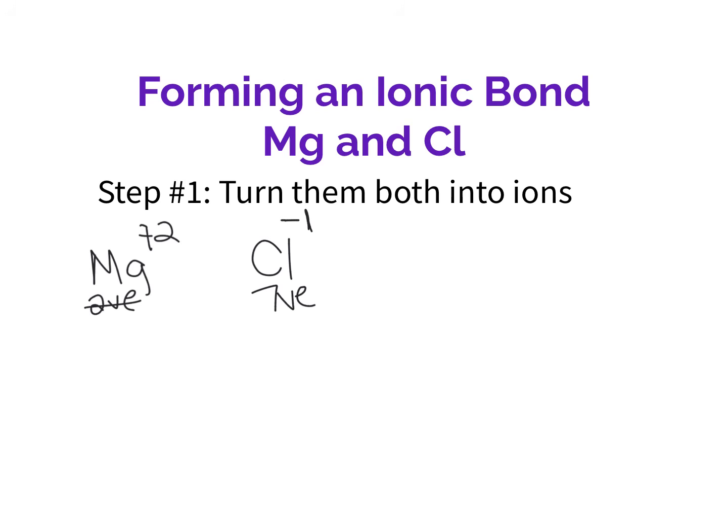Now let's talk about the why here. Magnesium and chlorine want full outer energy levels. It is easier for magnesium to lose the electrons than it would be for it to gain 6 electrons. It is much easier for the chlorine to gain 1 electron than it is for that chlorine to lose all 7 of them. So first we create the ion, and there is a trend on the periodic table that we'll go over when we see each other in class.